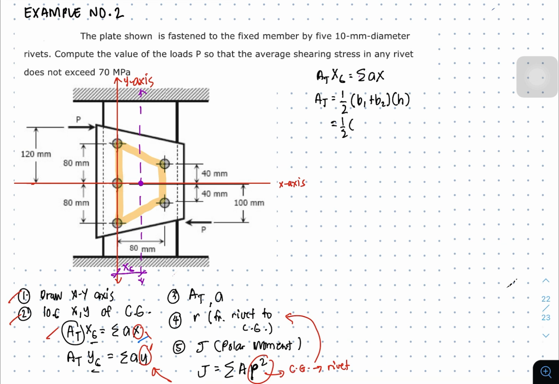So we have here 1/2, and for the base 1, that is simply 160, plus base 2, which is 80, times its height, which is 80. So that gives us an answer of 9,600 square millimeters. And what is this small letter a? So that is simply the smaller area broken down from the total area.